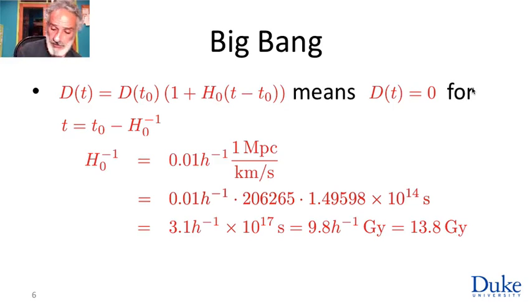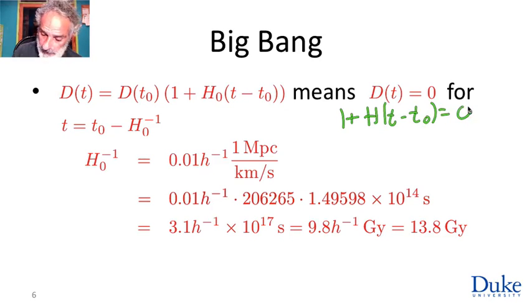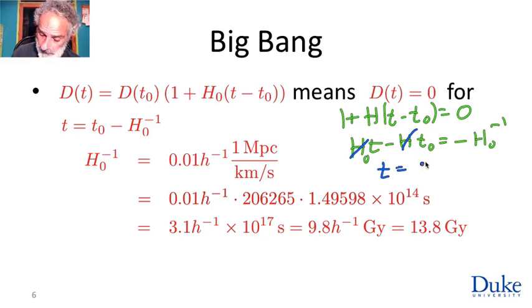What is that time? Well, solve the equation. 1 plus h times t minus t0 is 0. Move the 1 over to there. You find that h t minus h t0 is equal to minus 1. And so what does that tell me? That tells me, dividing by h, I call that h0 inverse and cross out the h's over here, that t is equal to t0 minus h0 inverse.